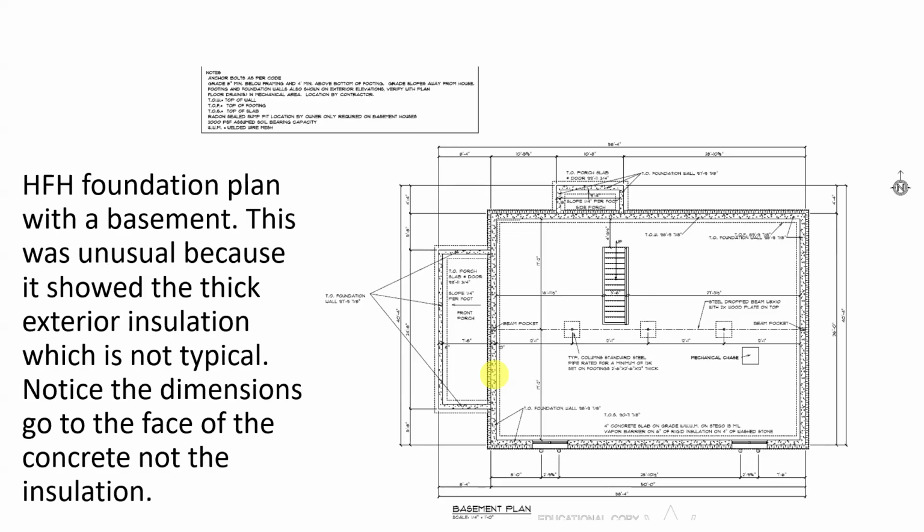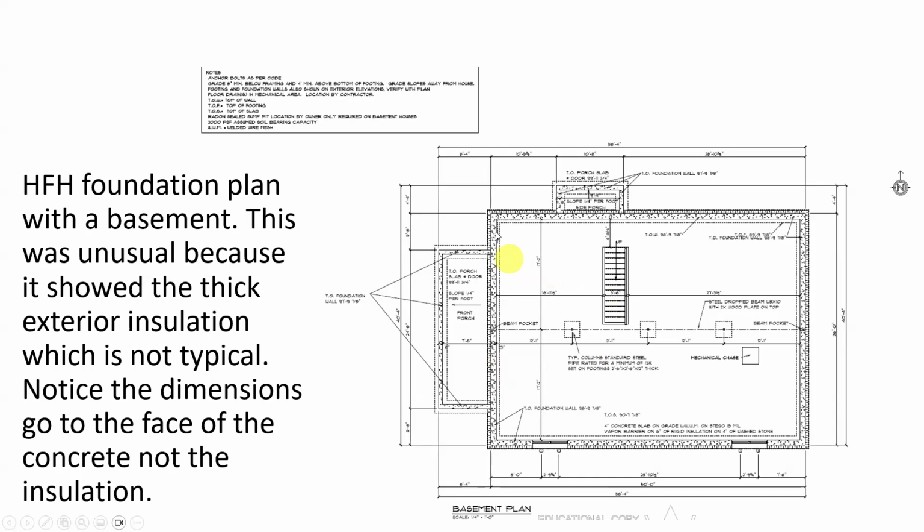So this is a Habitat for Humanity Foundation plan with a basement. And it's drawn on a BIM software, not Revit, it's called SoftPlan. Now in that case, they had very, very thick exterior insulation, which is not typical. So I typically wouldn't even draw the insulation, but in this case, it needed to be drawn just because it was so thick and they did something wacky with the framing.